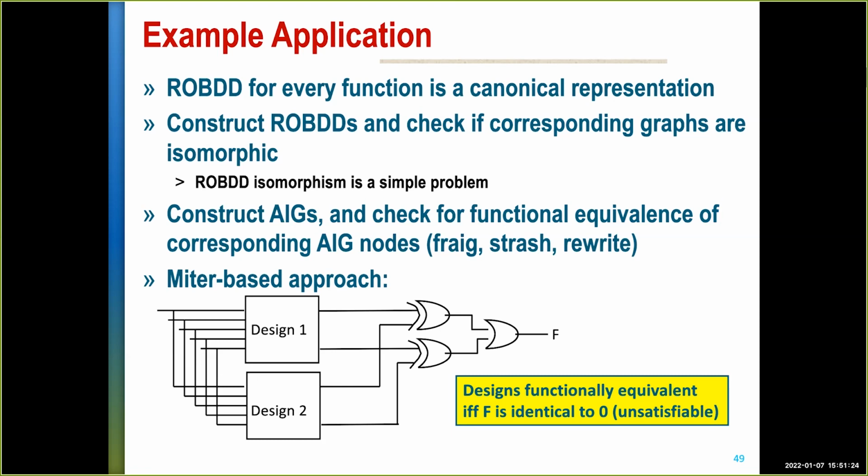And of course, if you could do this using BDDs, then by the time you have constructed the BDD for F, you can already see, because there's only one canonical representation for the unsatisfiable function. But if you're unable to do it with BDDs, you can construct the AIG, and then we have seen SAT and transformation. We can just ask whether the resulting output function F is unsatisfiable or satisfiable.